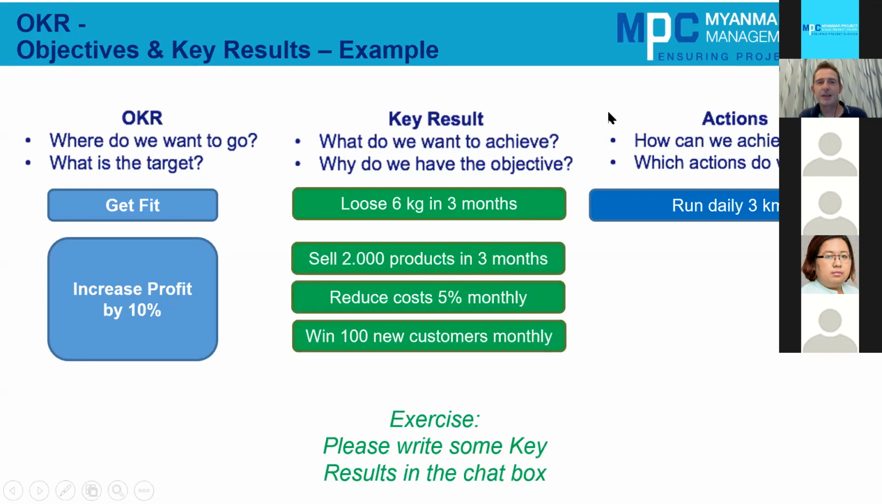And they are very similar. So if we want to increase profit, we can go in 2 directions. We can sell more or we can reduce the cost. So you have to think a little bit in both directions.